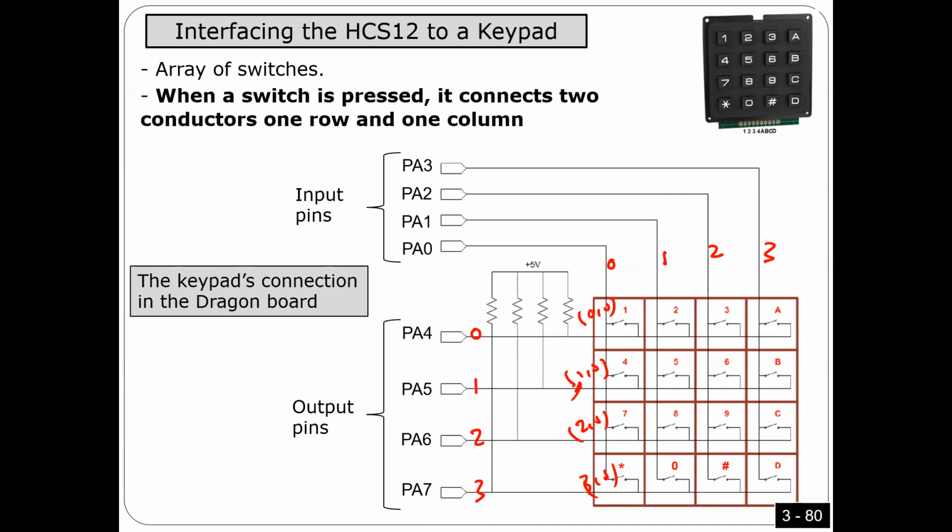And the idea is that when you push the button here, you actually make a short circuit between one row and one column. Is that okay? This is how it works. And that's what I'm going to do in the programming, as you will see right now.